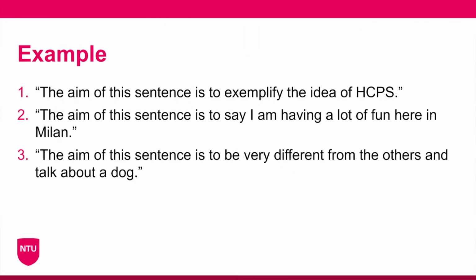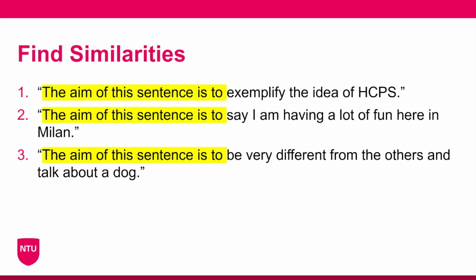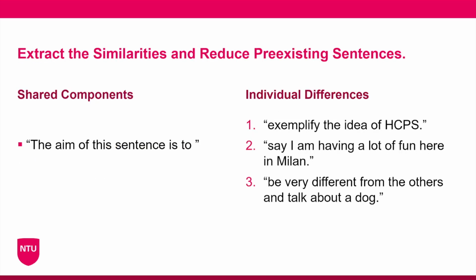I've got a quick brief example just to help everyone understand exactly the process. I've got three sentences here. Sentence one: the aim of the sentence is to exemplify the idea of HCPS. Sentence two: the aim of this sentence is to say I'm having a lot of fun here in Milan, which I am. And sentence three: the aim of the sentence is to be very different from the other sentences and talk about a dog. So there are three very different sentences, but they all have these shared components. Instead of having these written 3 times over, why don't we split these up into shared components and individual differences?